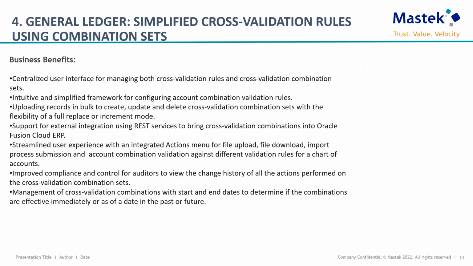So what will be the business benefits of this major change in the general ledger? The first one is that there is a centralized user interface for managing both the rules and combination sets from a single screen. So you don't need to go back and forth between screens just to set up your cross-validation rules and combination sets. It can be done via a single screen. The records can be uploaded in bulk via FBDI. We have external integrations using REST API as well. And there would be improved compliance and control for auditors to view the change history of the combination set, as to what action was taken on them by which user.